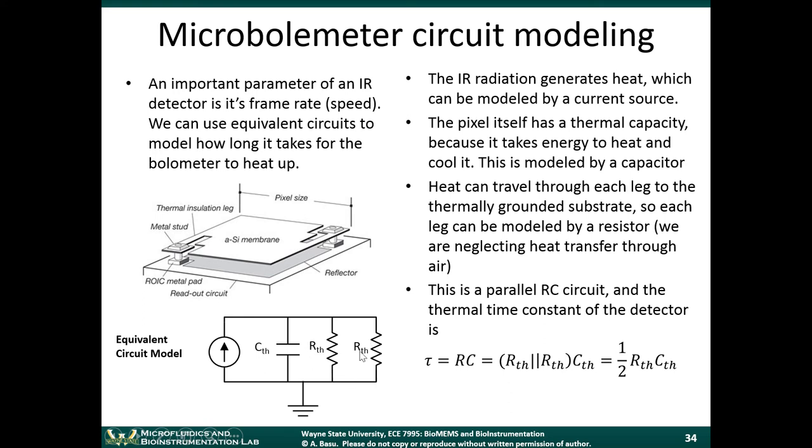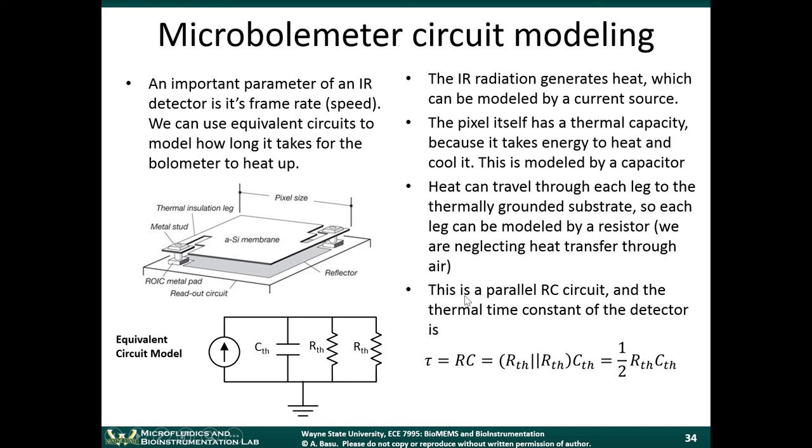These thermal resistances represent the heat flow paths, where this pixel is connected to the substrate through these legs. Heat can flow through the legs. So from a purely thermal standpoint, this is heating up. When that membrane is heated up, heat flows between the hot object to the cold object. The substrate is cold, so it flows from the membrane into the cold substrate like this. That heat flow can be represented by currents in this electrical circuit model. Currents flowing through these two resistors basically model heat flow going from the membrane into the substrate. This thermal capacitance models the energy storage, the heat storage in this membrane.